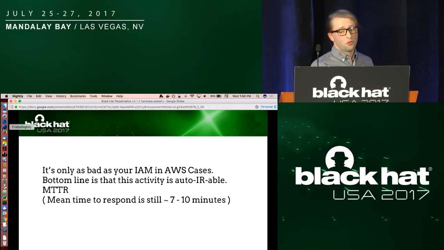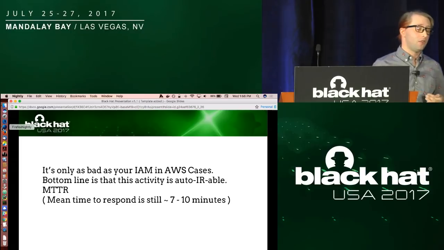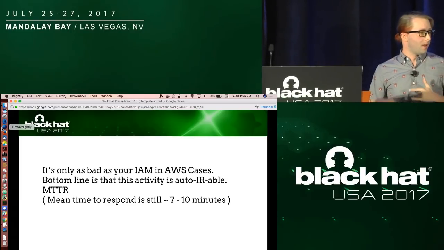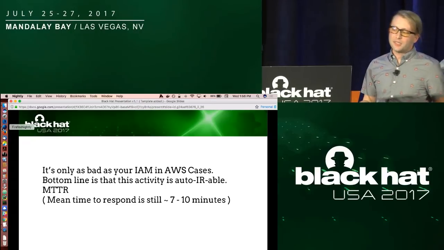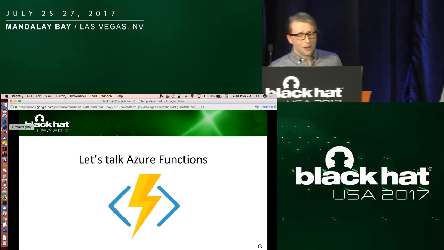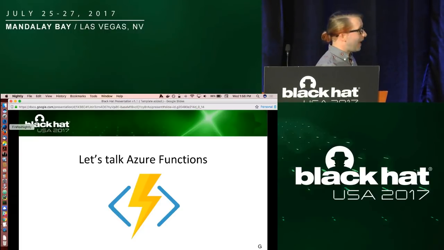So your mean time to respond is about 7 to 10 minutes, because you can only IR it when the CloudTrail log rolls over to CloudWatch events. But 7 to 10 minutes is still probably better than a human. So now Graham's going to dive into Azure Functions.